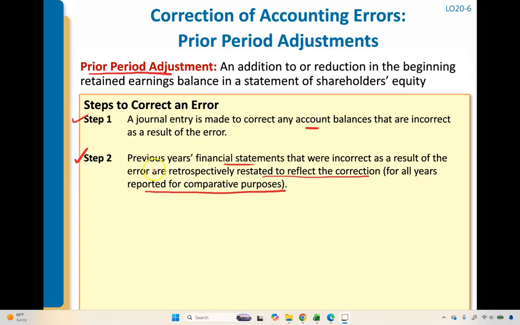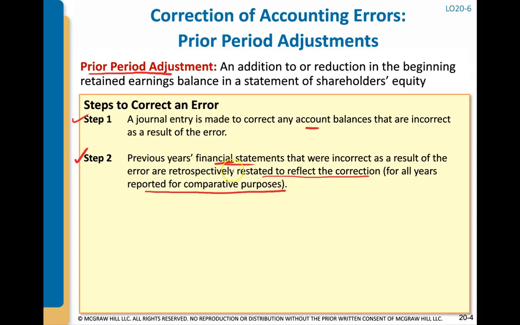The second step has to do with the financial statements that are shown in the 10K, and they have to be what's called retrospectively restated, and we've learned this term through the previous videos for accounting changes. And that means that the prior year's financial statements have to reflect the correction, and that has to be done for all the years shown so that they can each be compared to one another.